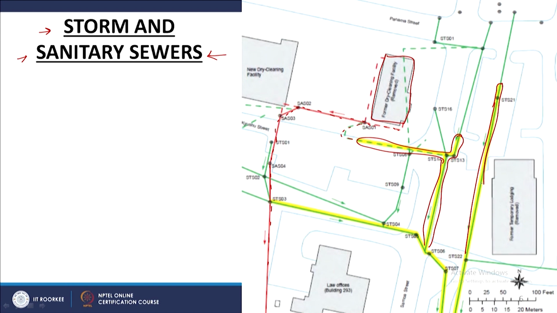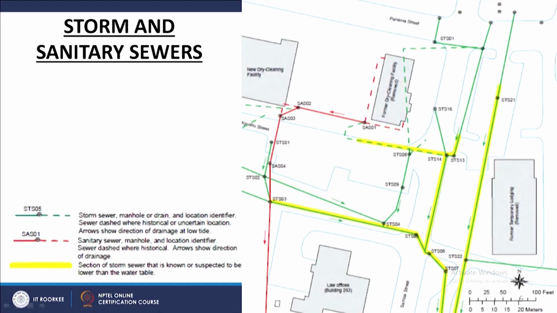So in these particular parts, the storm water drain is below the groundwater level. That is something to keep in mind, and we will look at that later. So here is the legend. The storm water manhole or drain is the green color, and the sanitary sewer is the red colored one. The key is to understand the flow of this particular sanitary sewer.